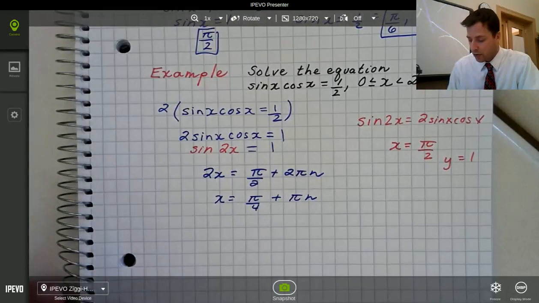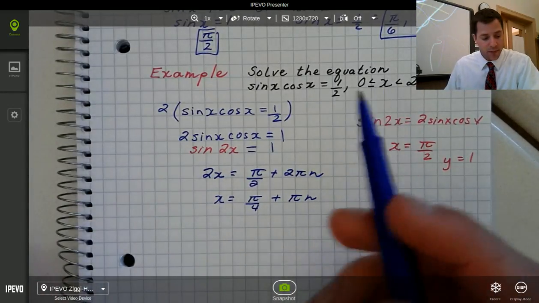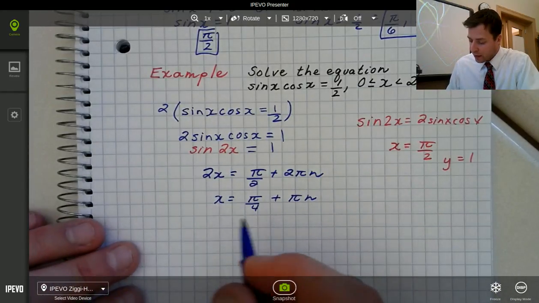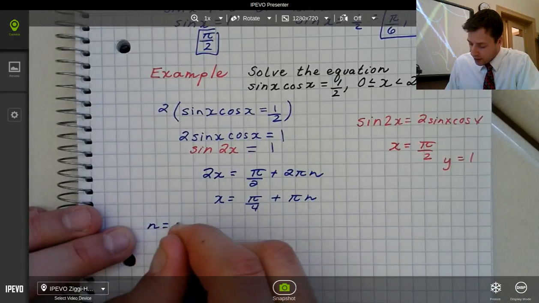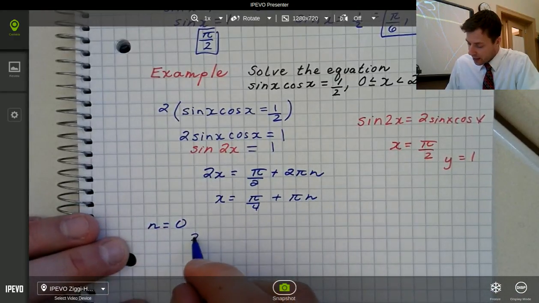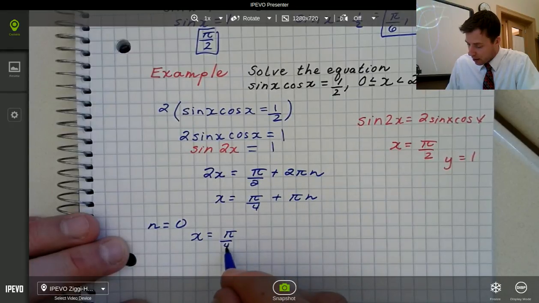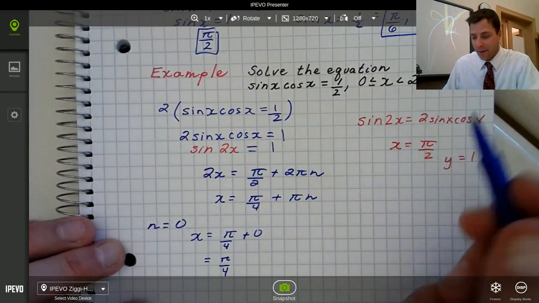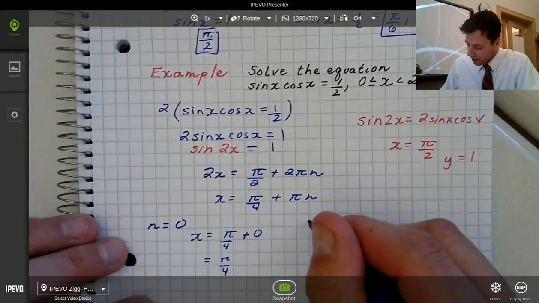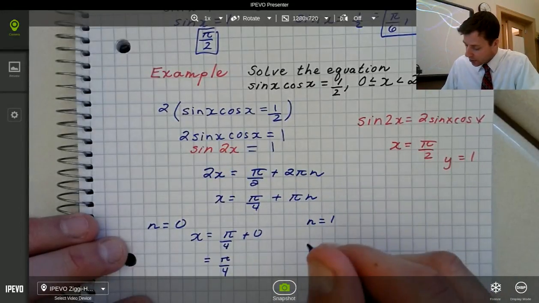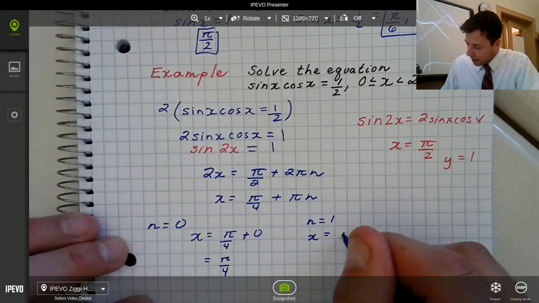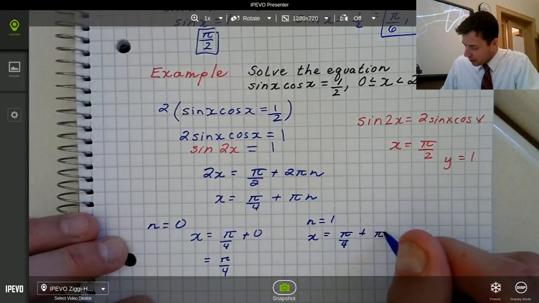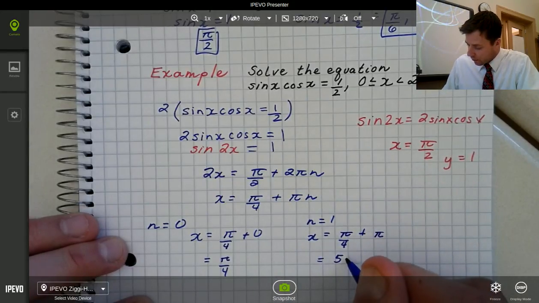So one of our solutions here is going to be pi over 4, but we need to get the solutions from 0 to 2 pi. So if n was 0, you plug 0 in here and you'd have x equals pi over 4 plus 0. So one of our solutions is pi over 4. But we've got to go to 2 pi. That's not very big, so let's do another revolution. Let n equal 1. Now you're going to plug 1 in. So you're going to have x equals pi over 4 plus 1 times pi, which is just pi. So this becomes 5 pi over 4.